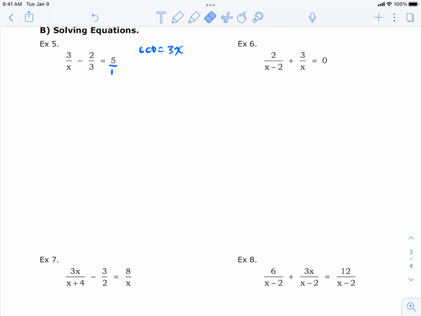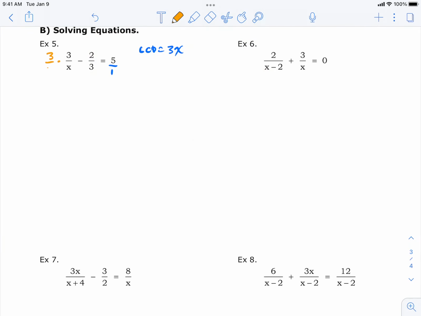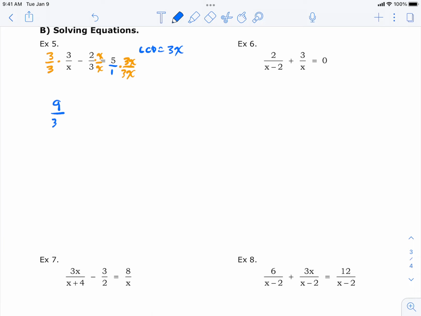So I want to make every denominator into a 3x. That means that this rational expression needs to be multiplied by 3 over 3. This one needs to be multiplied by x over x, right? Here I got a 3x, here I got a 3x. This one is going to have to be multiplied by 3x over 3x. And now I've got a 3x. So what are we looking at? This would be a 9 over 3x minus 2x over 3x equals 15x over 3x. So notice it's 3x all across the bottom.